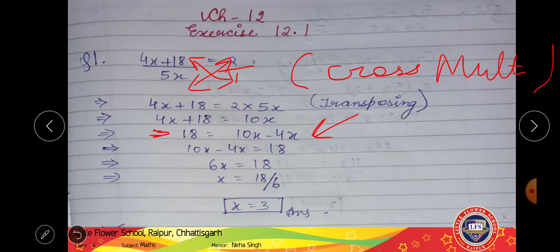So 10x minus 4x is 6x. So 6x is 18. So what value of x are we getting? 18 upon 6, that is 3. 6 threes are 18. So till here is the answer. Here we have got the answer as x equals to 3.